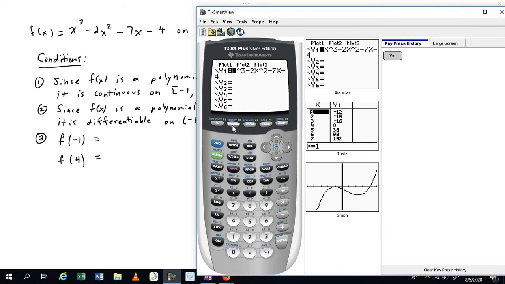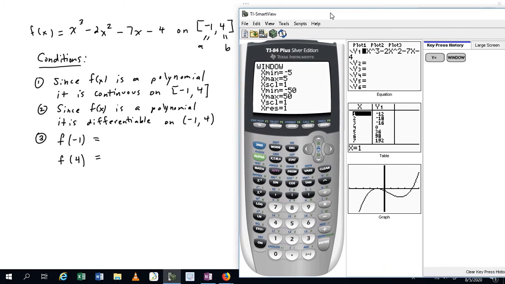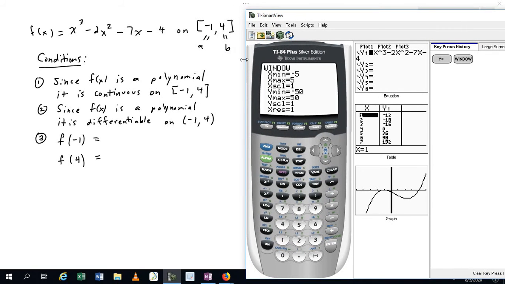And then after you've done that, you may want to adjust your window. Just make sure that the range for your x values, your x min to your x max, contains your domain. And I've gone from -5 to 5, and that contains the domain here. So that'll work.